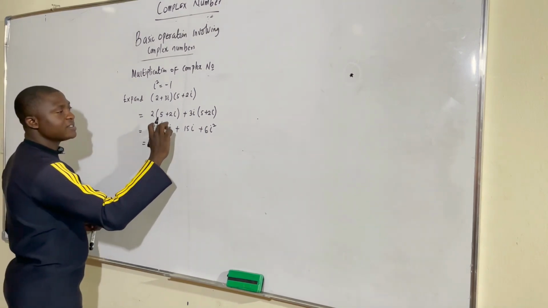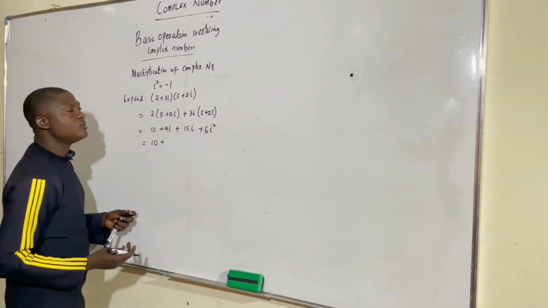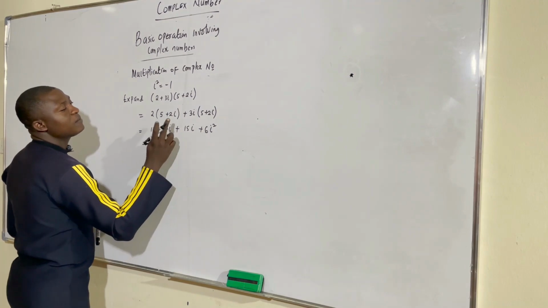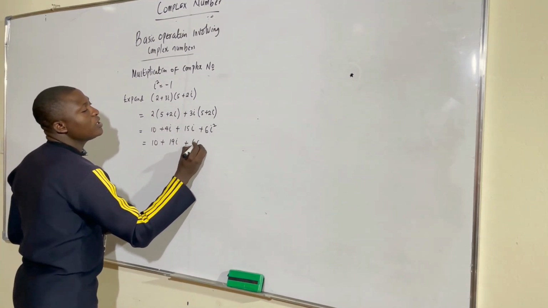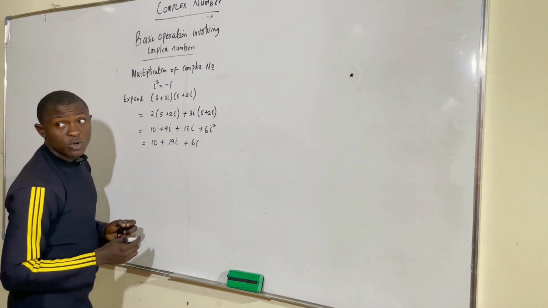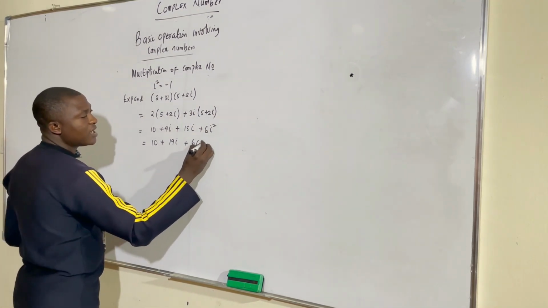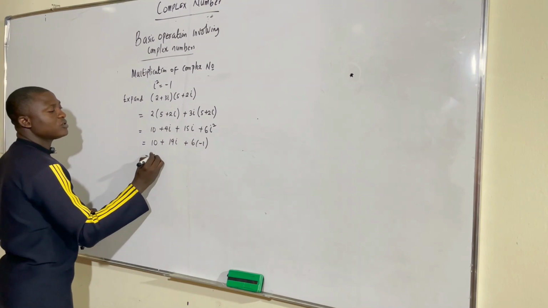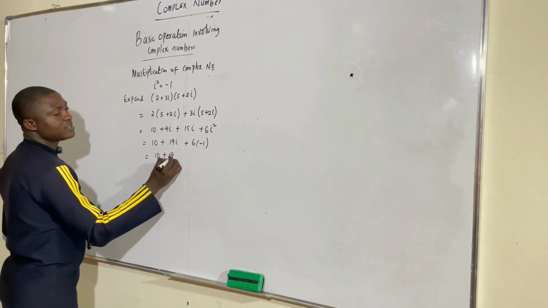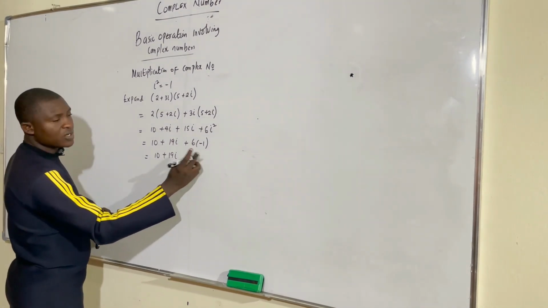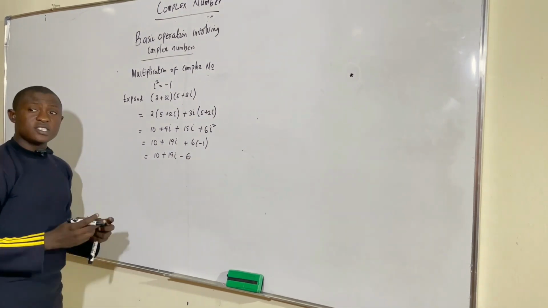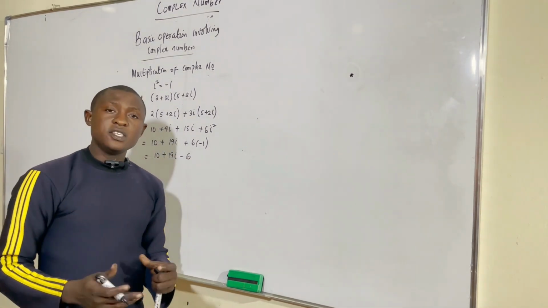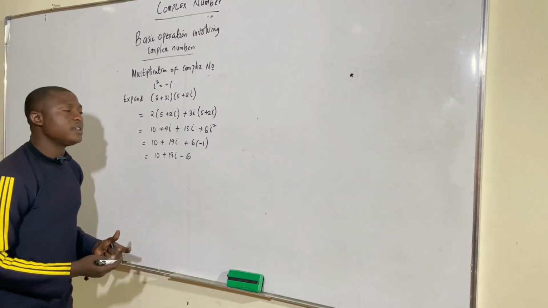This is an imaginary number, this is also an imaginary number. We can add them together. 4i plus 15i, that surely will give us 19i. Recall, if you have i squared, it's the same thing as what? Yes, it's the same thing as minus 1. So here I can have this one to be 10 plus 19i plus 6 times minus 1, that's going to be minus 6. You can see the way we are playing with the signs as well, the i as well.